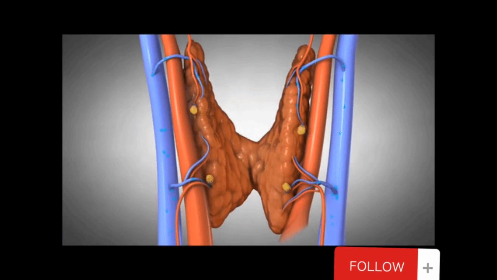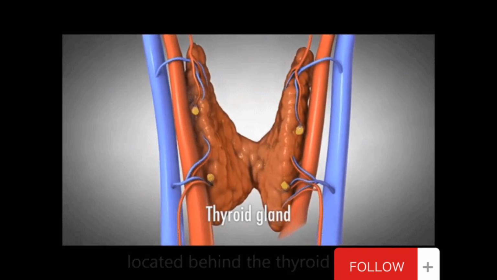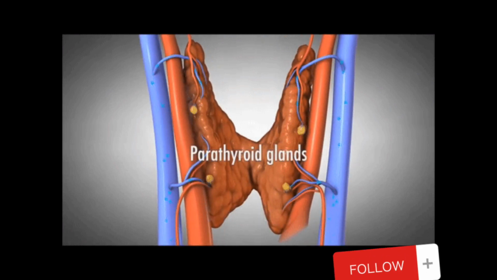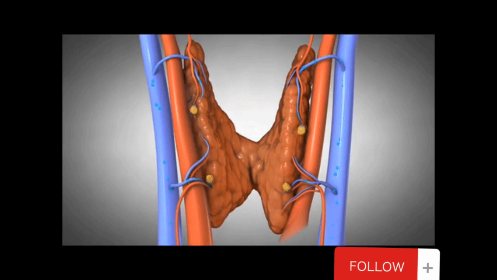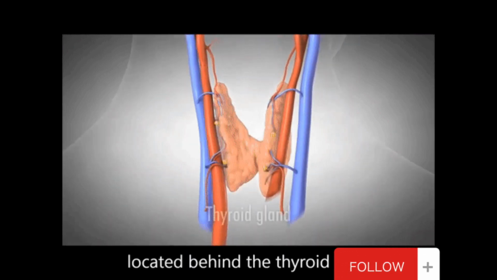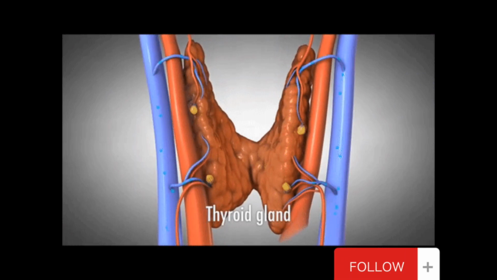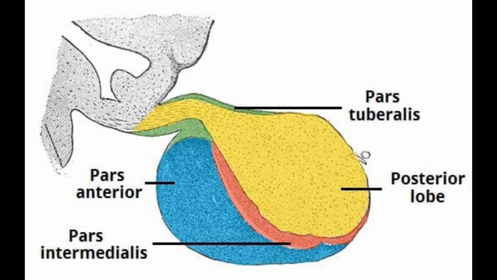The pancreas. The pancreas is located across the back of the abdomen behind the stomach. The pancreas plays a role in digestion as well as hormone production. Hormones produced by the pancreas include insulin and glucagon, which regulate the level of blood sugar.